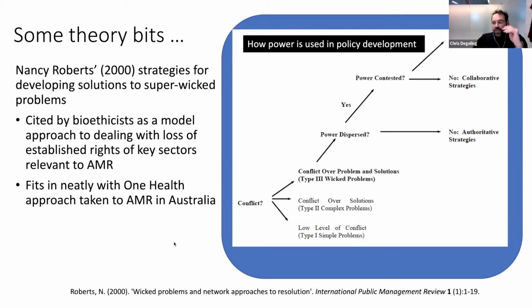So this is usually cited by bioethicists as a model approach for dealing with the loss of established rights in key sectors relevant to AMR. So if we think about how veterinarians and farmers, who are both on either side of those transactions around the use of antibiotics and AMR, fit into these systems, we can see that there are some authoritative dimensions, some collaborative dimensions, and some competitive dimensions. And it fits quite nicely within the One Health frame.